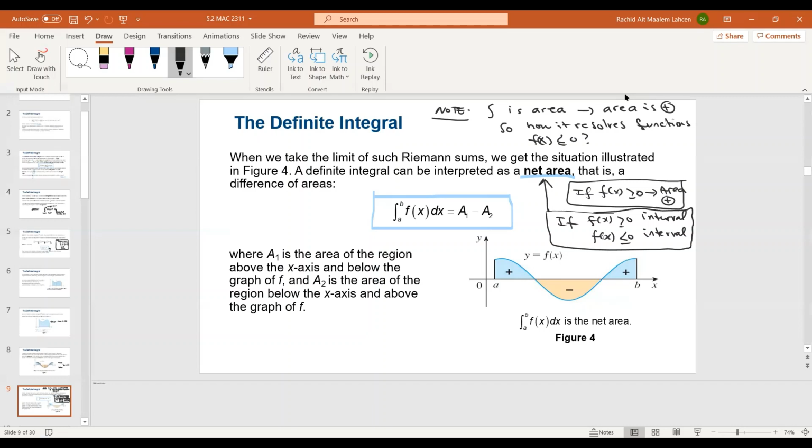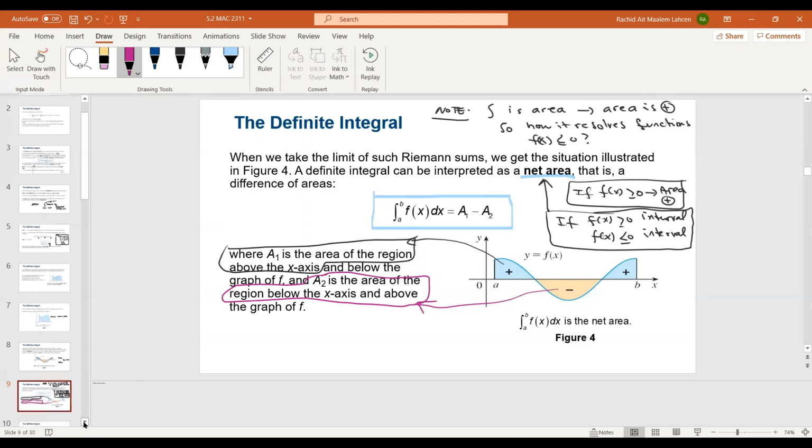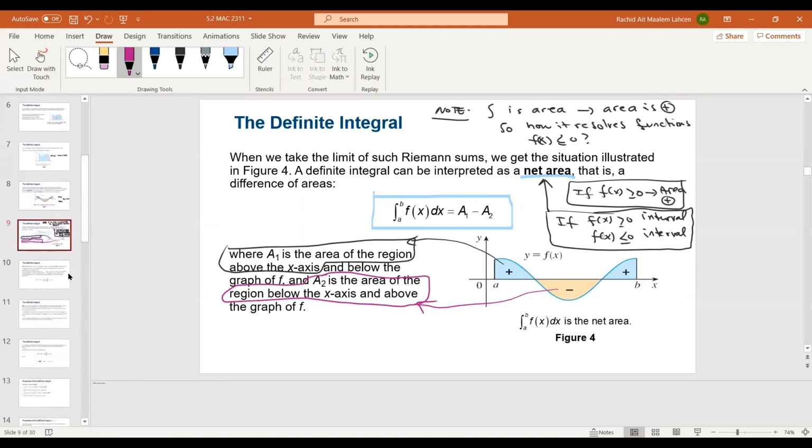So if you have a function that's up and down like this, then this integral is the area 1 minus the area 2, where the area 1 is the region that is above the x-axis, right? And area 2 is below the x-axis, right? And if we understand this part, that's it. That's an important part to understand and keep in mind.